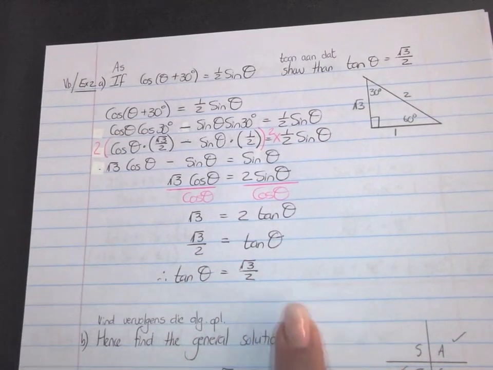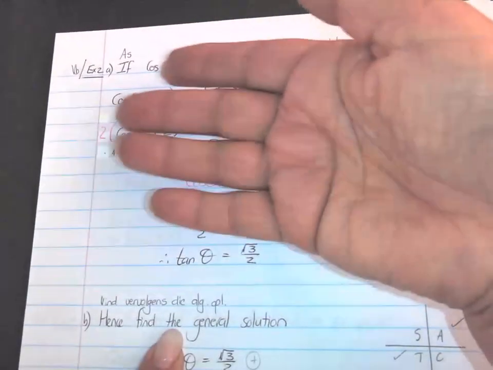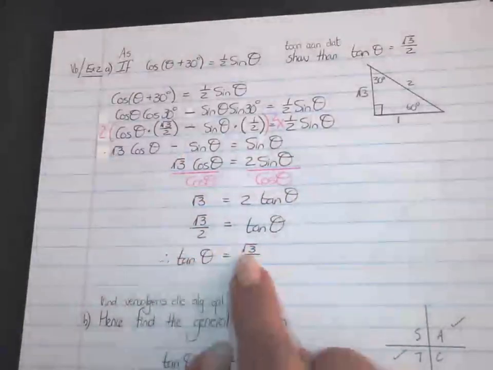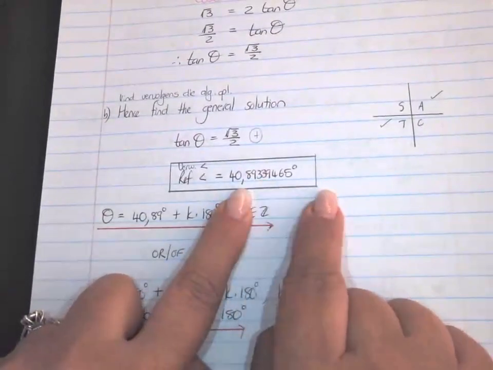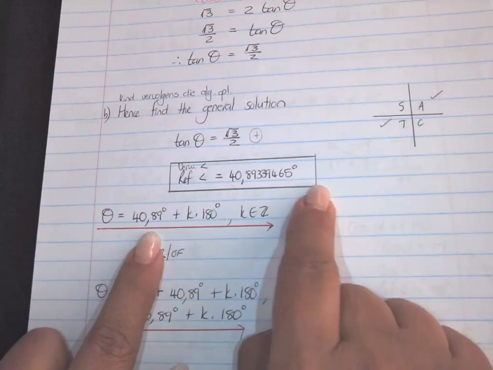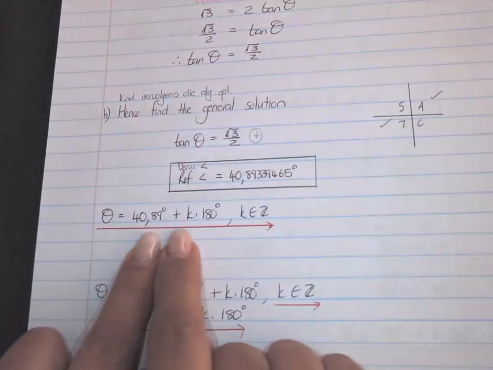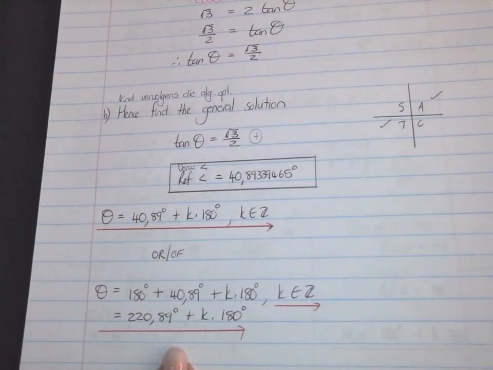Right. Now they've asked you hence. Hence means use the previous answer. Hence find the general solution. So I'm going to use that. You find your reference angle, write all the digits. Tan is positive in those two quadrants, the first and the third quadrant. So you have two answers here, and you get your answer. Why don't I do the table again here with K? They don't give you a range.